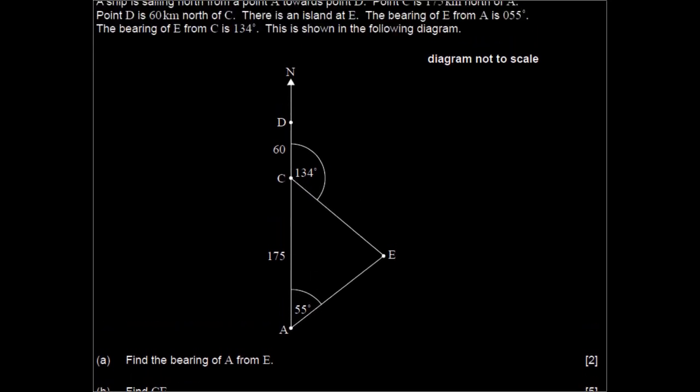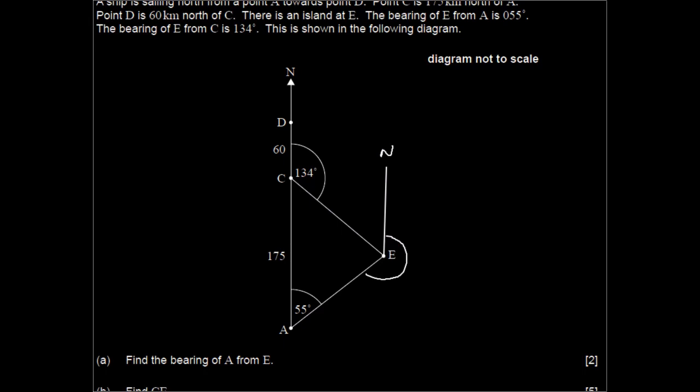Alright, so part A says, find the bearing of A from E. So what this means is we are at E and we need to find what direction we want to go to get to A. So I can just add to the diagram here. Bearings are always measured from north around clockwise. So if I draw a line here from north, this is north here, and we're looking for this angle here, this bearing around here clockwise from north.